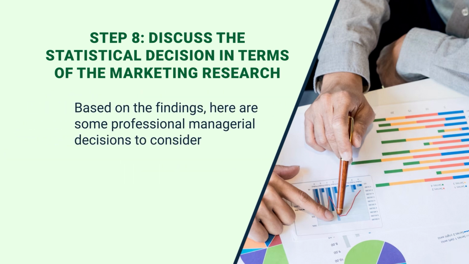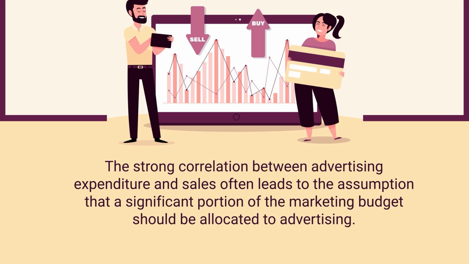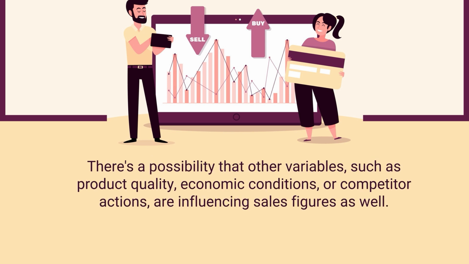Here are some professional managerial decisions that we can consider. The strong correlation between advertising expenditure and sales often leads to the assumption that a significant portion of the marketing budget should be allocated to advertising. Even when the observed relationship is evident and statistically significant, it is important to avoid drawing conclusions about cause and effect based only on correlation. Correlation does not equate to causation.